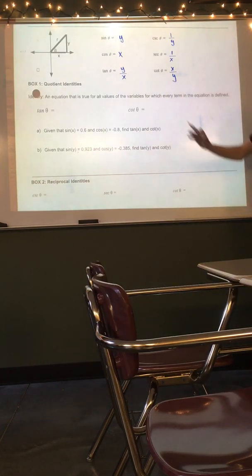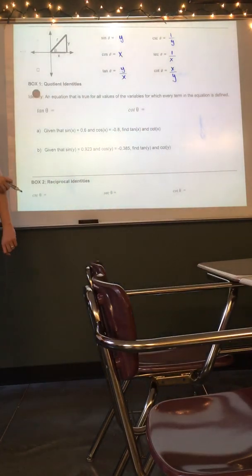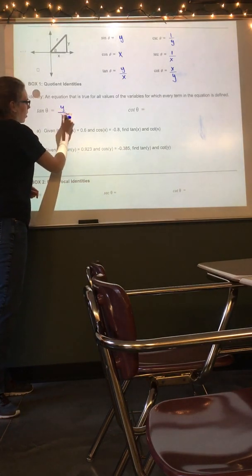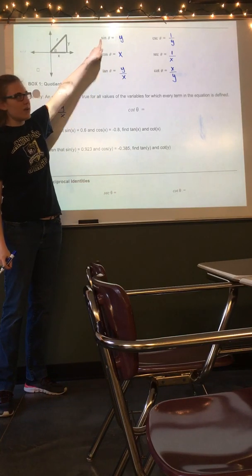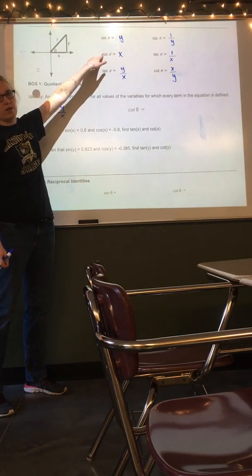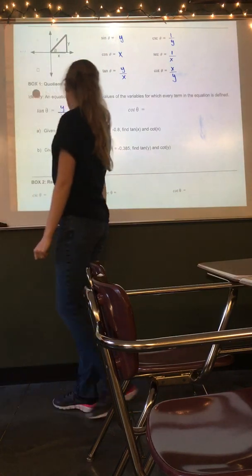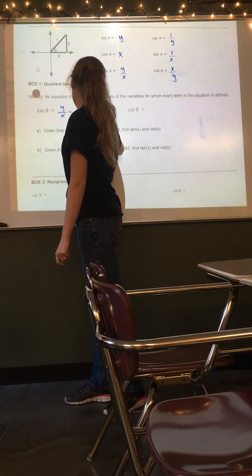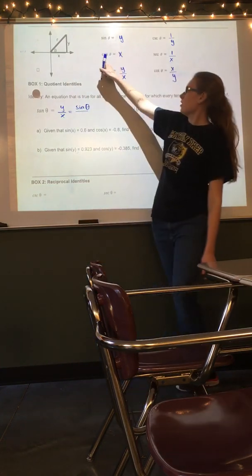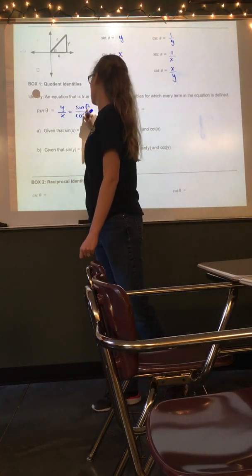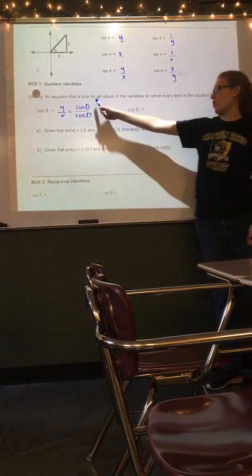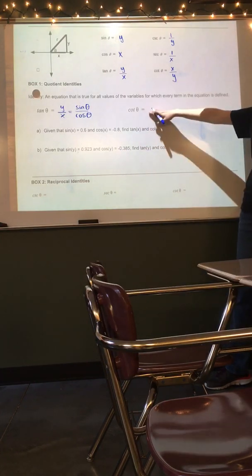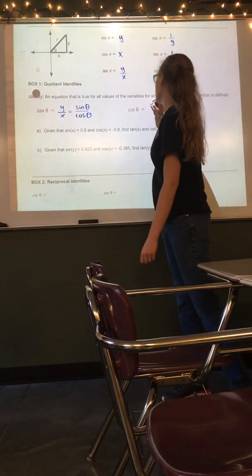So your first two identities are quotient identities. They come from division. So we know that tangent is y over x, but now what are x and y equal to? Y equals the sine, x equals the cosine. So we substitute. Y is equal to the sine of the angle, and x is equal to the cosine of the angle. So that's your first identity. Tangent is sine divided by cosine. And then the reciprocal for cotangent. Cotangent is x over y.